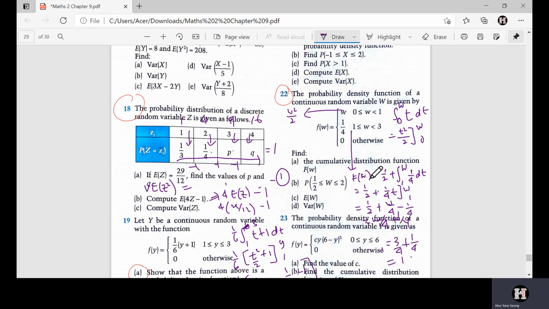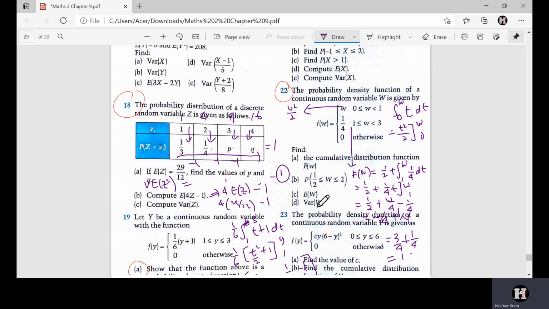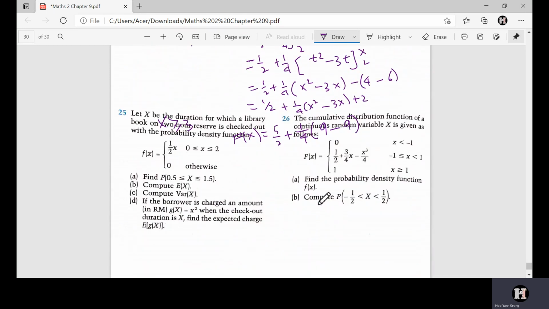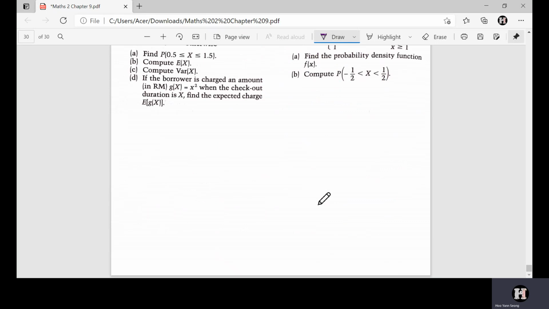And then you can find your half. Since you already found all the distribution, half is from the first one, so you substitute half inside here, and then 2 inside the second one here. Then you find the expectation and variance. So I think this is all I am going to share with you all for chapter 9.